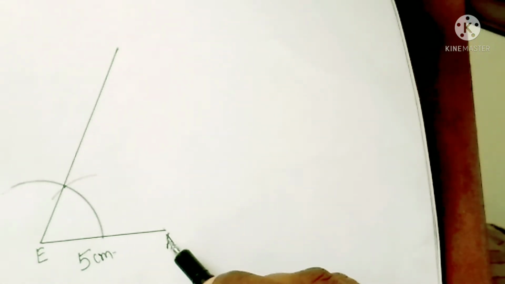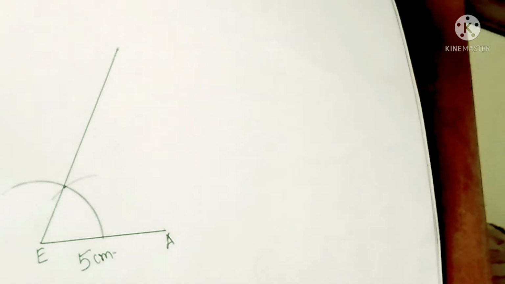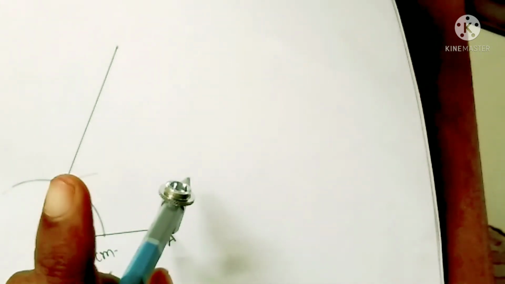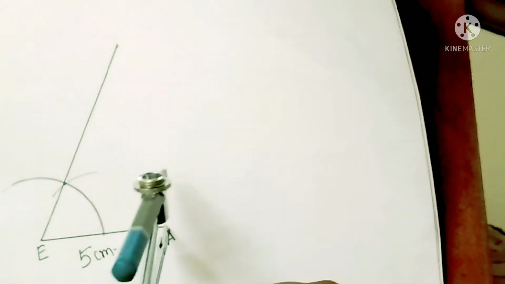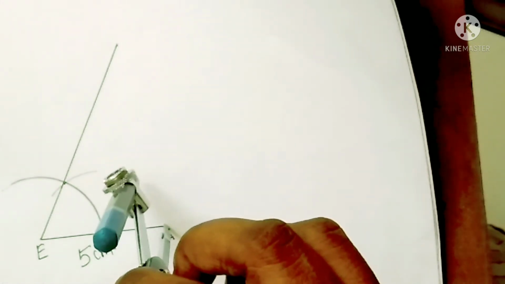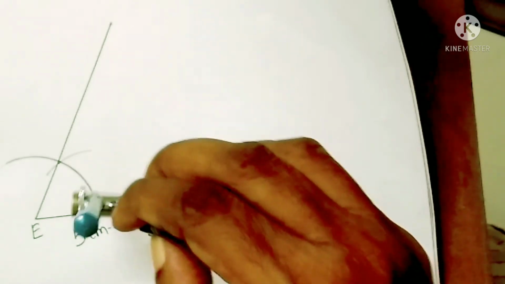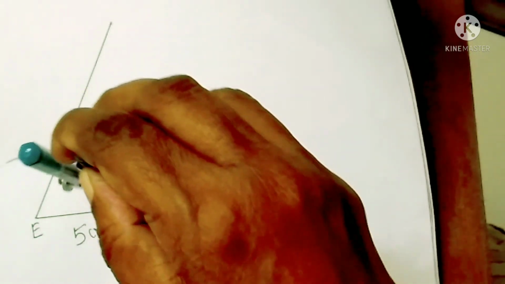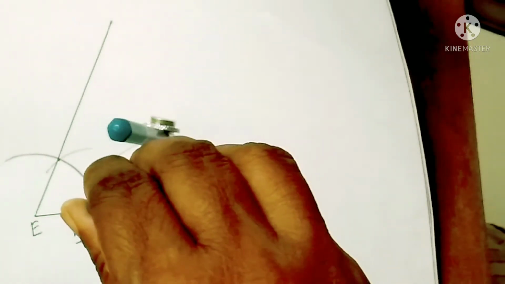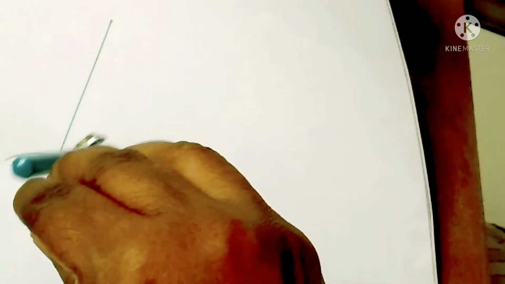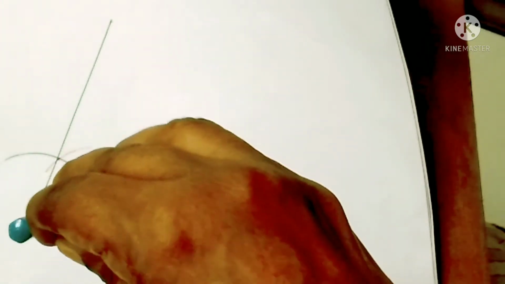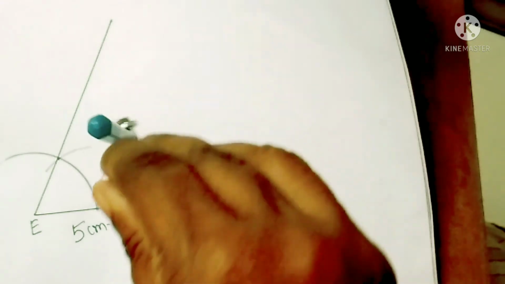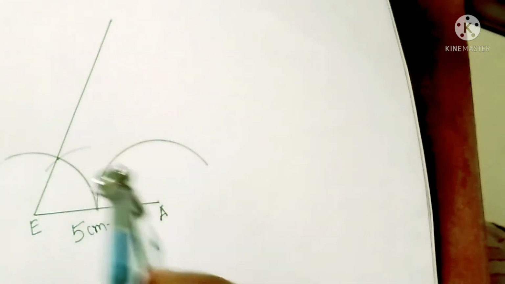Now on this point A we need to make 90 degree angle. So you know how to make 90 degree. For making 90 degree, take any distance, keep the pointer on A and draw any arc, little bigger. I am overdrawing it so that the picture will be clear to you.